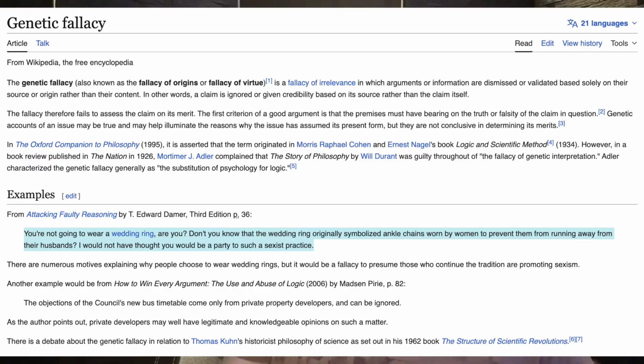Even one of the quotes in the Wikipedia page contradicts the definition given in the first sentence. It gives this quote about, hey, you're wearing a wedding ring. Doesn't that mean you believe in patriarchy? Because don't you know that wedding rings originally were worn to symbolize the chains that women wore to prevent them from running away from their husbands? That's a genetic fallacy, because it's saying just because that cultural practice has an origin somewhere else, its current practice is the same way, when it has nothing to do with that. That's far broader than just saying that a claim is wrong because the claim originated from an untrustworthy source.